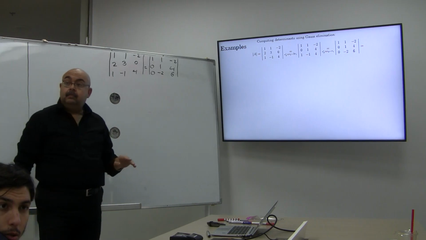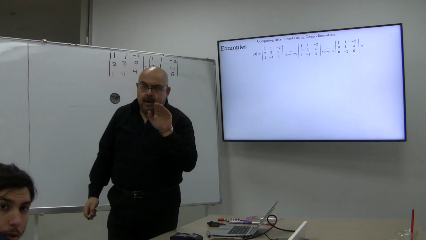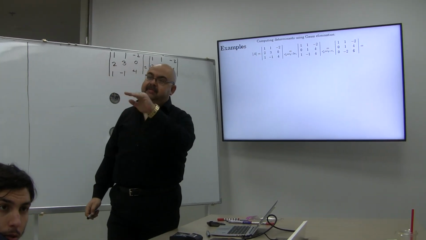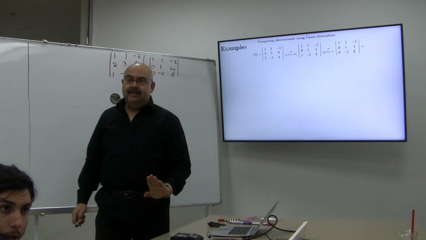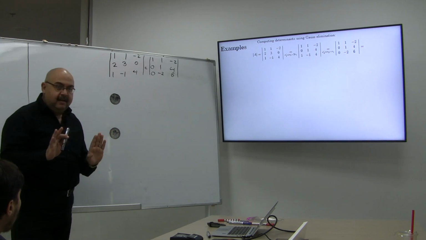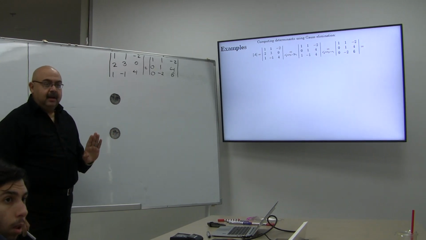Row 1 minus row 3, it means multiplying the first row by negative 1 and adding it to the last row. Okay?